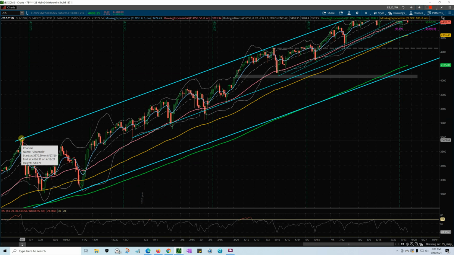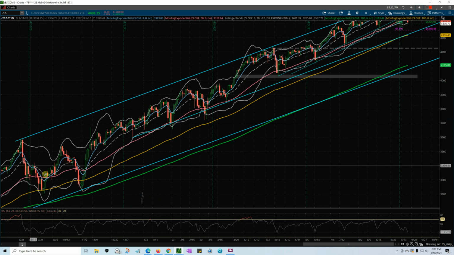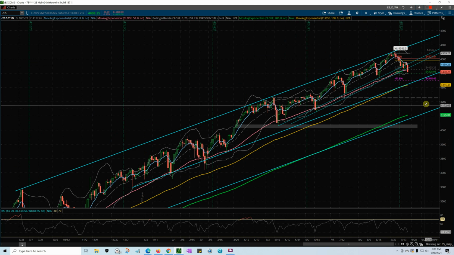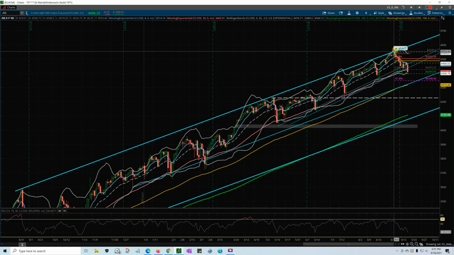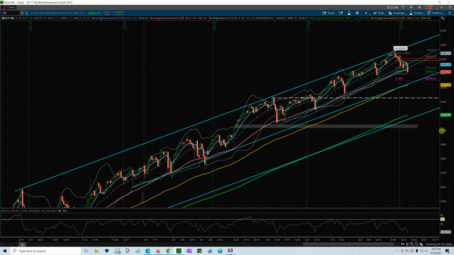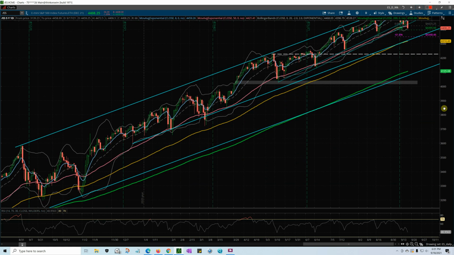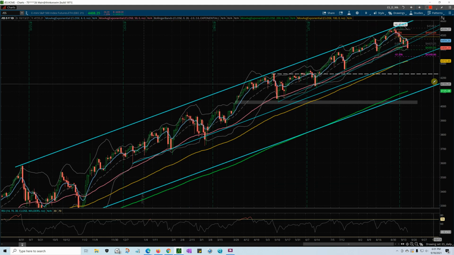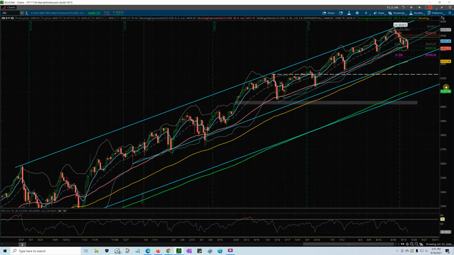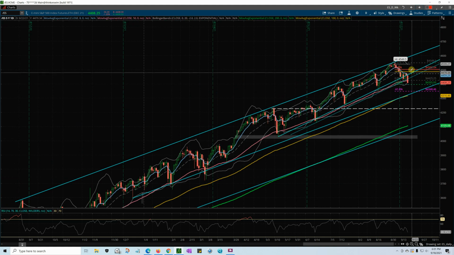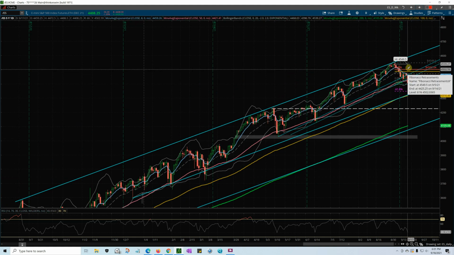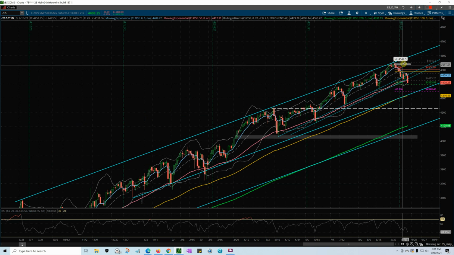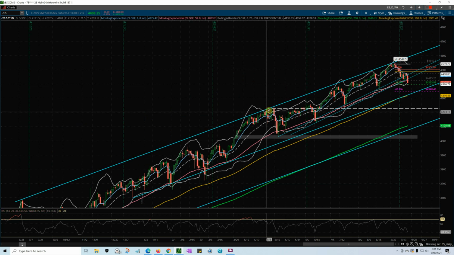So we corrected last fall from the beginning of September to the end of October. Is it too symmetrical to expect the exact same thing to happen now, where we correct from the beginning of September to the end of October across the exact same channel? I mean, if we get down here, that is potential support, but it seems just too pat.